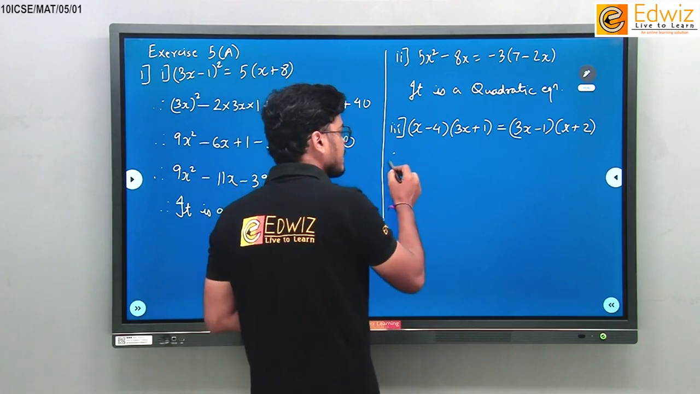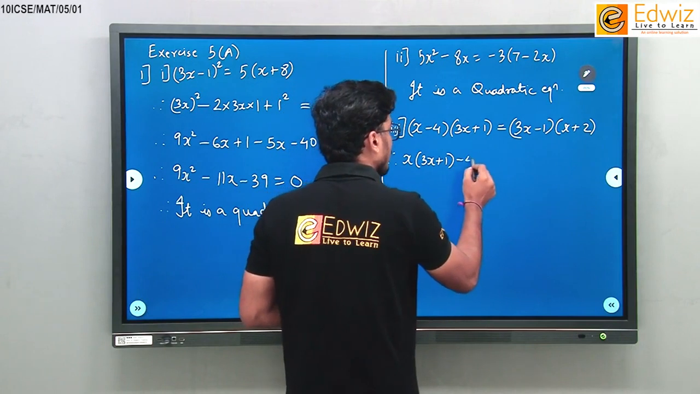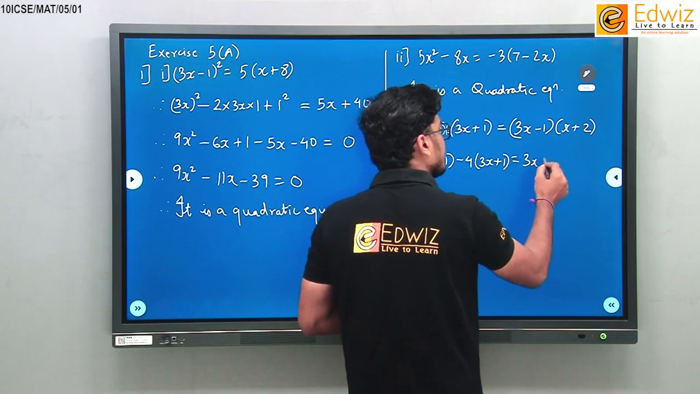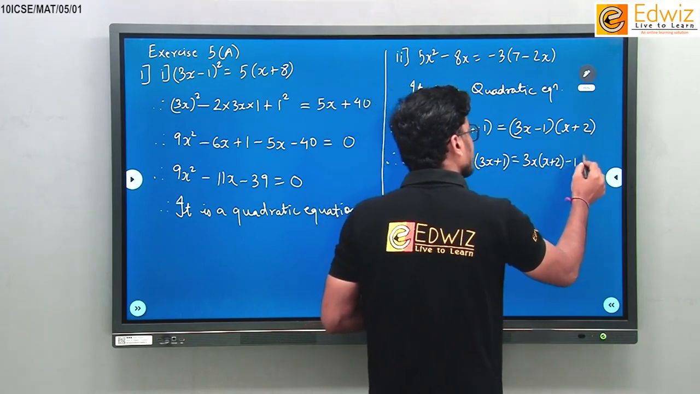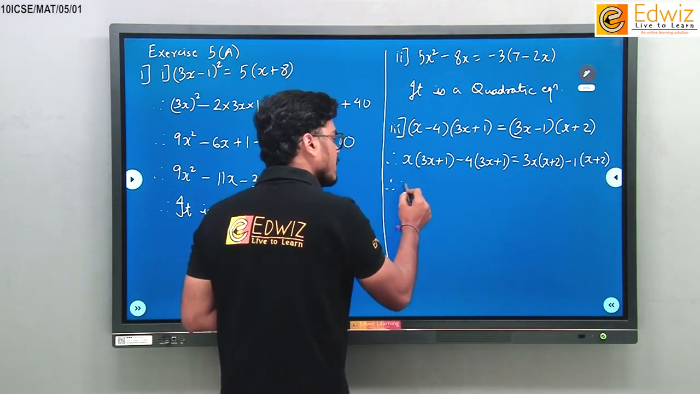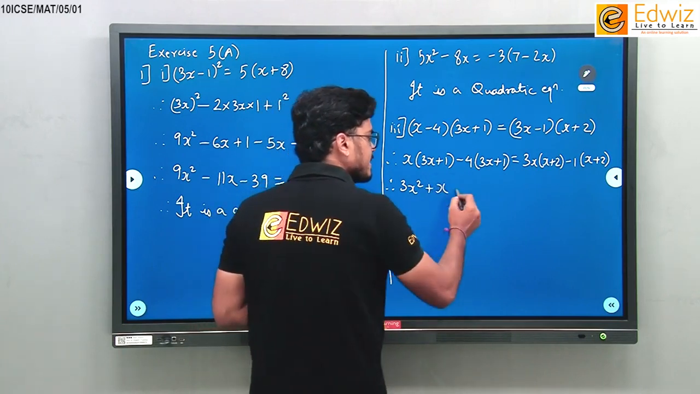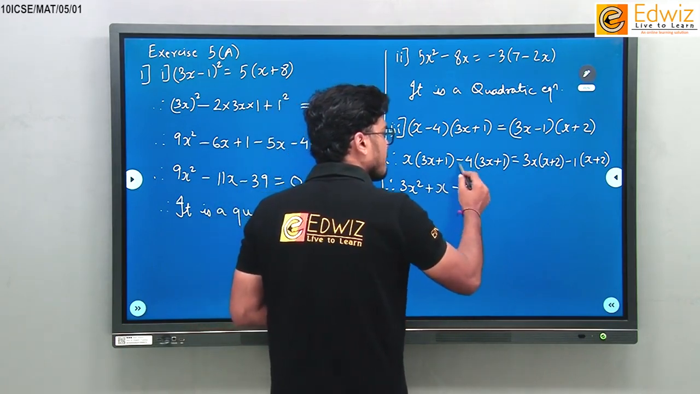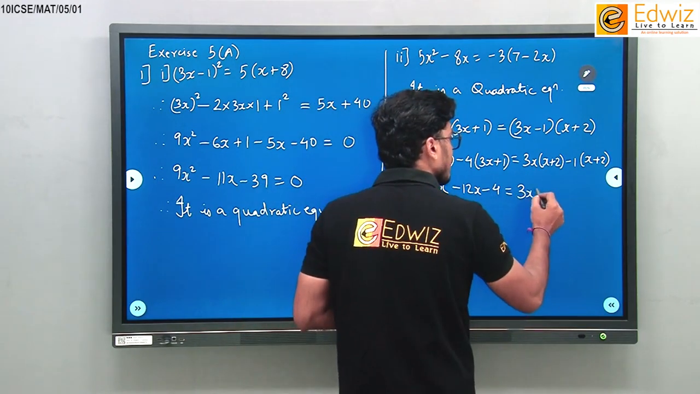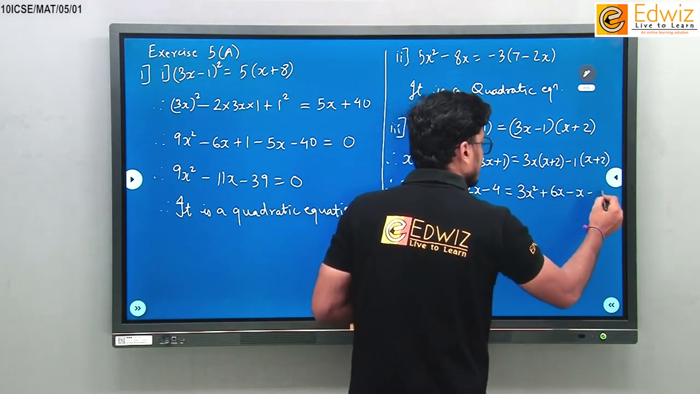Open the brackets. x multiplied by (3x + 1) minus 4 multiplied by (3x + 1) equal to 3x multiplied by (x + 2) minus 1 multiplied by (x + 2). Okay, so this will become 3x² + 1 into x is x, minus 4 3s are 12x, minus 4 into plus 1 is minus 4. Again here we have 3x² + 2 3s are 6x, correct, minus x minus 2.